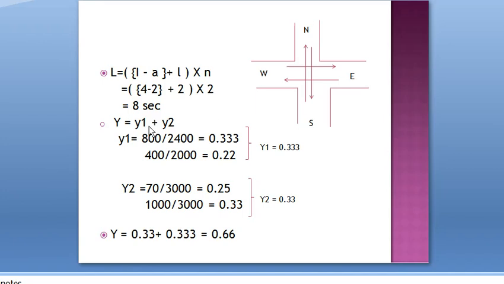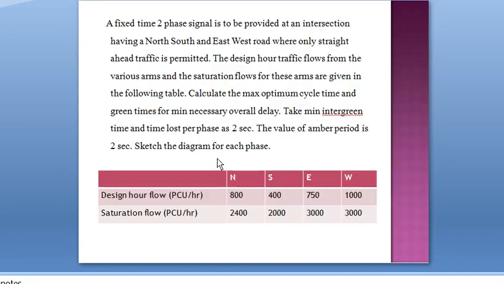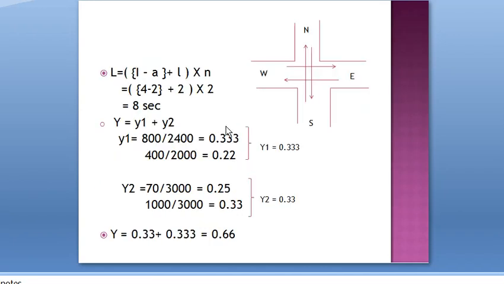That is the procedure. For calculating Y1, in the north the normal flow is 800 divided by saturation flow 2400, that is 0.33, and towards south the values are 400 and 2000, and the ratio is 0.22. As is clear from the table, you calculate both ratios for the north south direction, 0.33 and 0.22, and the maximum value is taken as Y1.